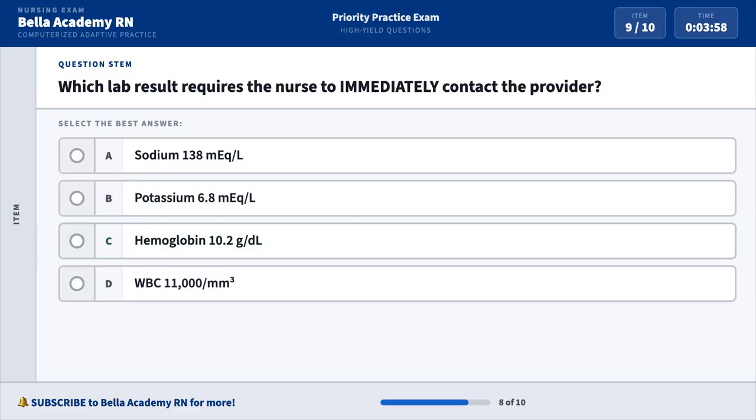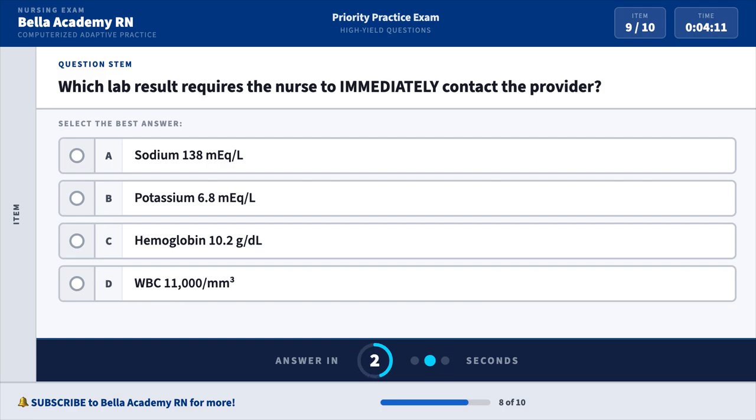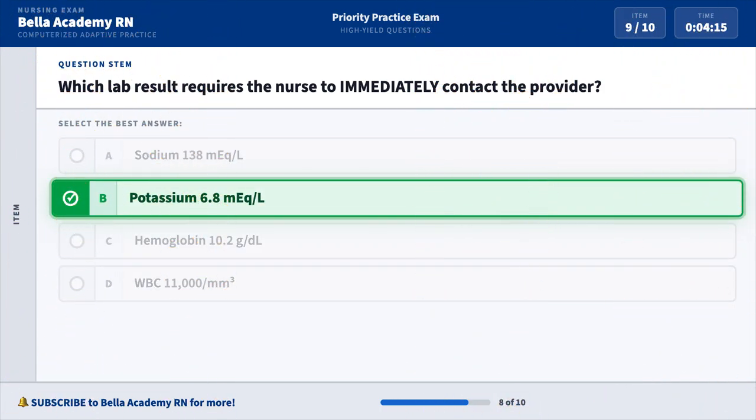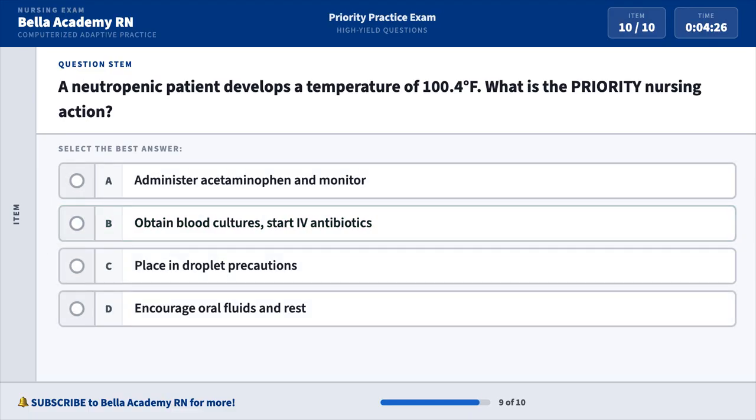Which lab result requires immediate notification of the provider? Sodium 138, potassium 6.8, hemoglobin 10.2, white blood cell count 11,000. B. Potassium 6.8. Hyperkalemia above 6.5 can cause life-threatening ventricular dysrhythmias. This is a critical value. Call immediately.